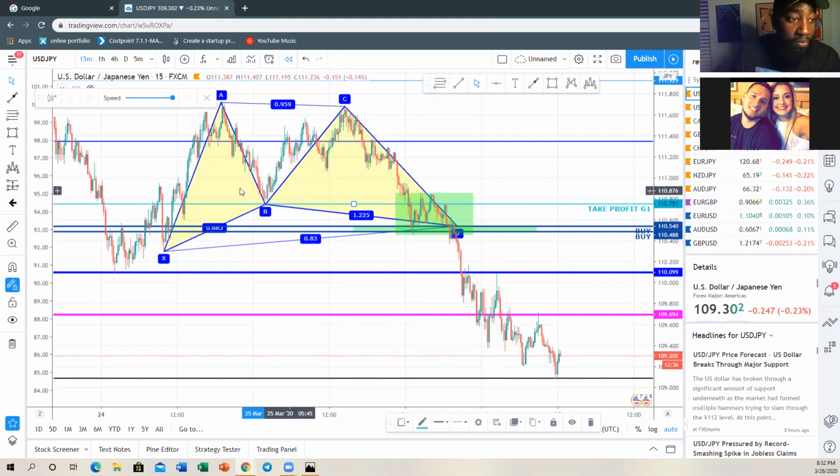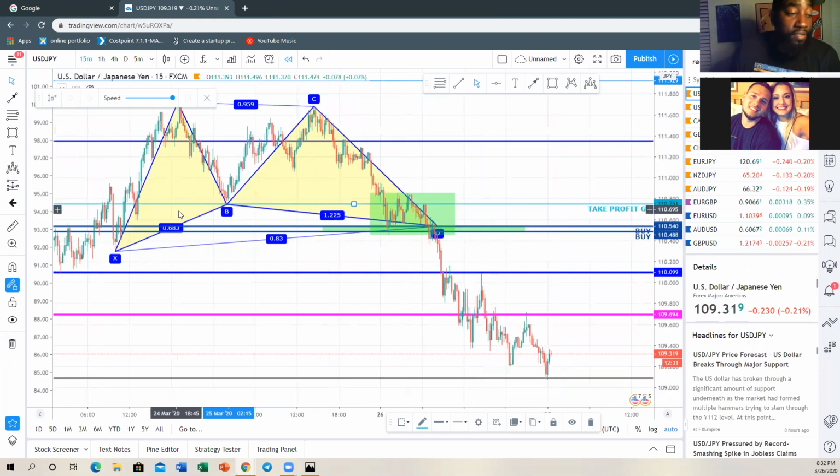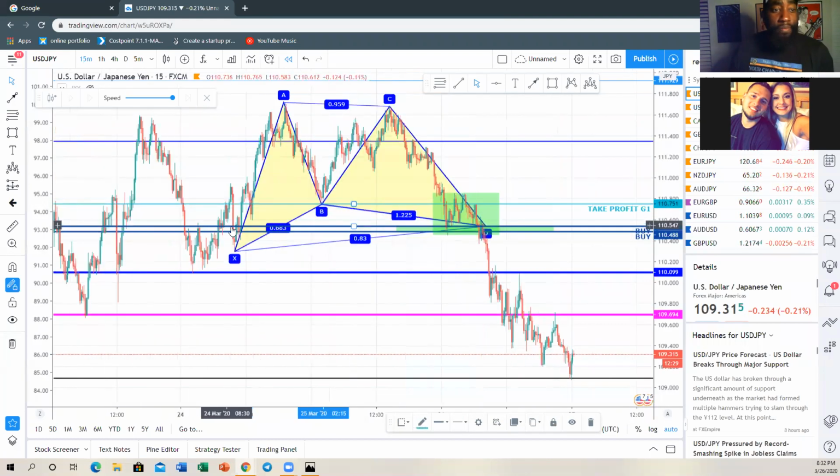That's your guaranteed take profit on a Gartley. If your pattern is going to sustain, it's going to go back to B. That's honestly what it is. If your pattern is going to fail, it's going to blow straight past that. But your guaranteed win is back to B.